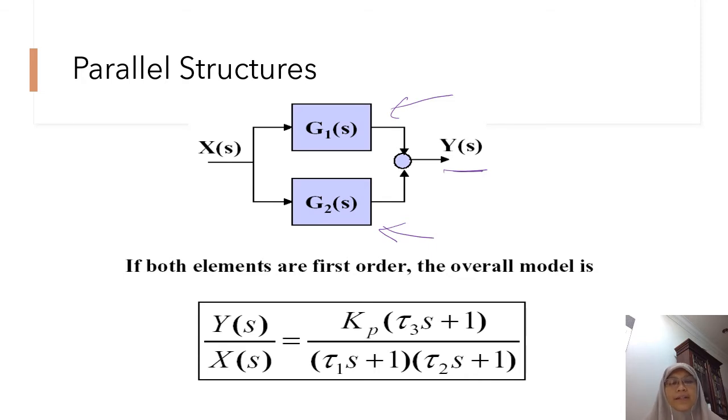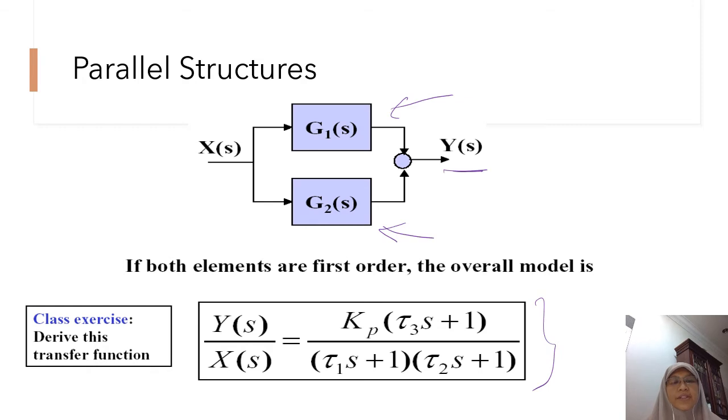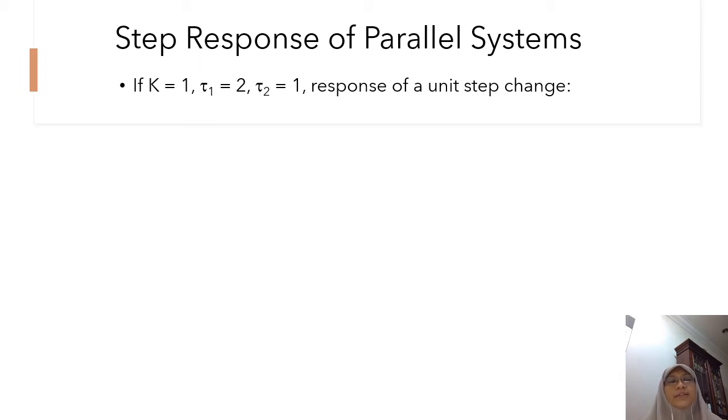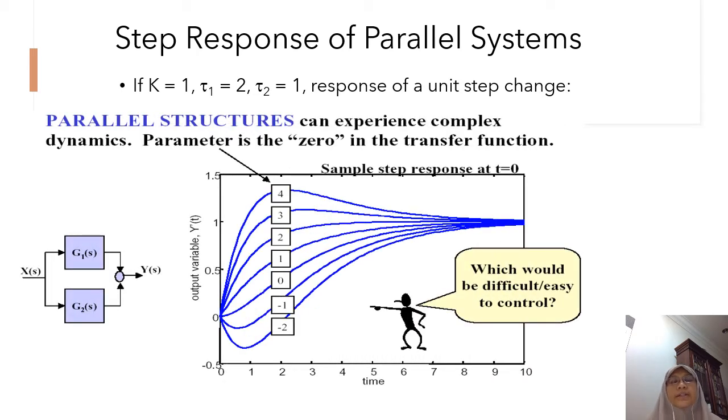If we derive the transfer functions of these parallel structures, this is what we get. Can you derive this transfer function? What if we put in a step input into our parallel system? Let's say we give the gain a value of 1, tau 2 and tau 1 a value of 1 and 2 respectively. What happened? Well, depending on the value of tau 3, it affects the transient response.